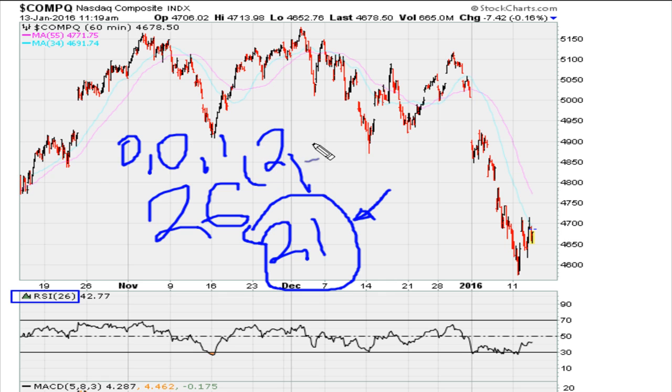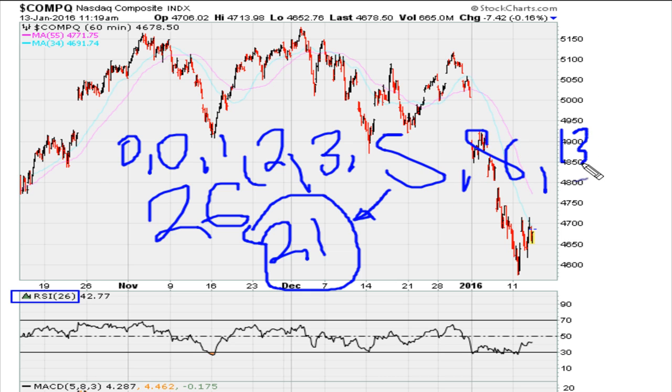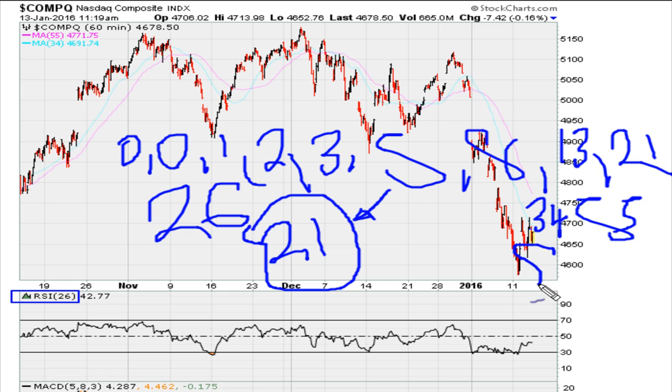It's 2, 3, 5, 8, 13, 21, 34, 55, 89, and on and on. So 21 I think is more legit if you're setting the small time frame.